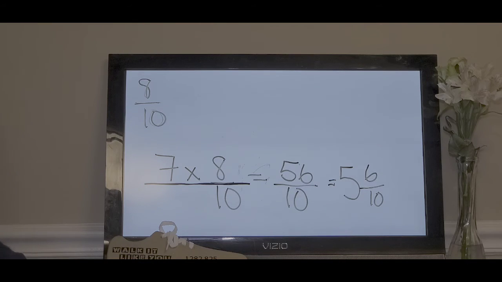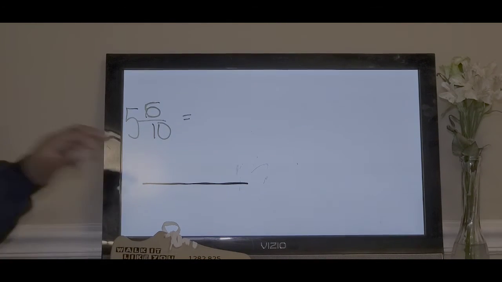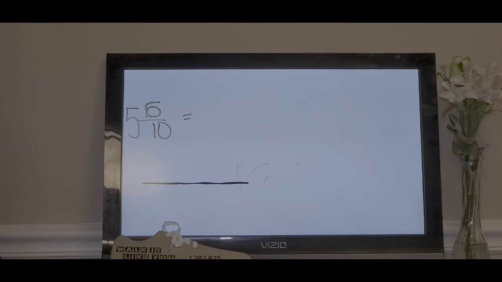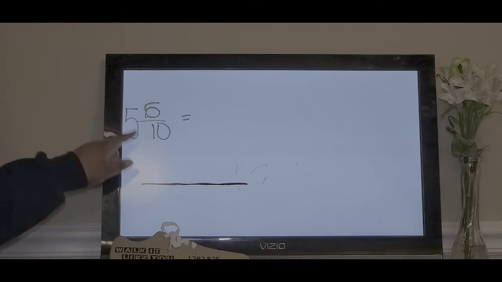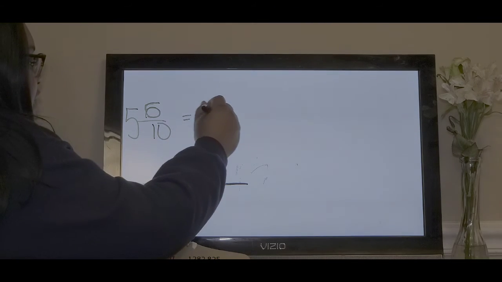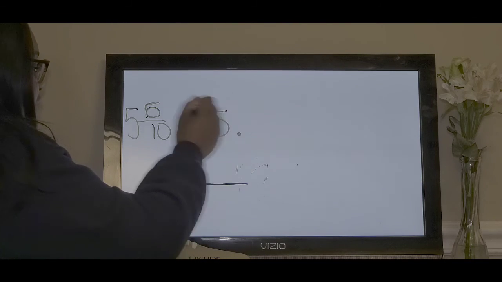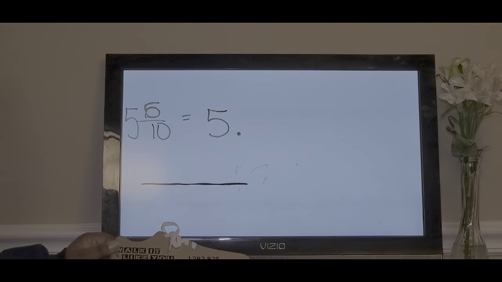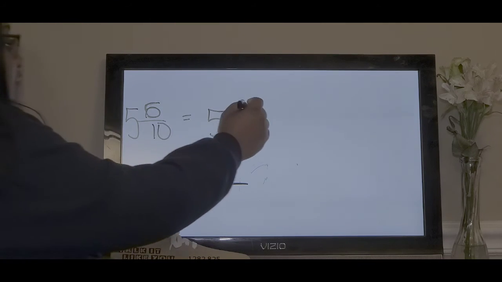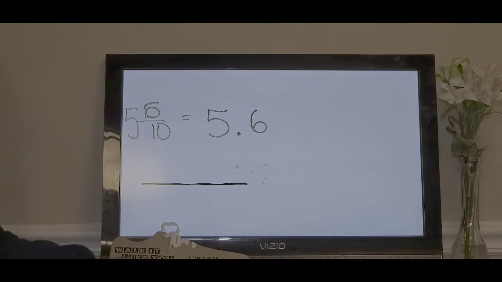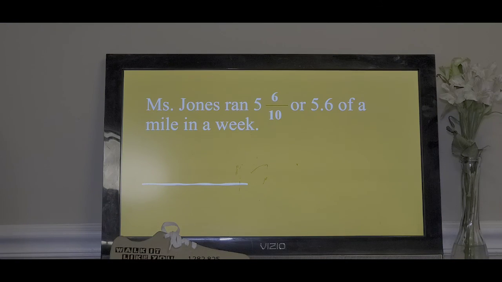Wow, she was really going. Okay, so we have our fraction, 5 and 6/10. Now we need to be able to write it as a decimal. So after reviewing our place value chart, I know that 5 goes in the ones place value. So I can write 5. And then I need to put my decimal down. And then I have my fraction of 6/10. I'm going to put 6 in the tenths place value, which will give me 5.6. Miss Jones ran 5 and 6/10, or 5.6, of a mile in a week.